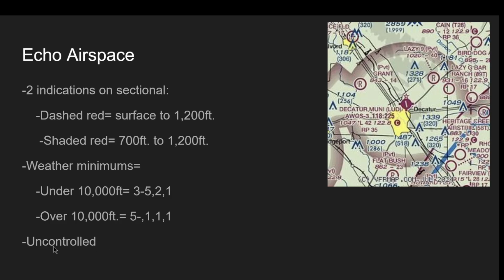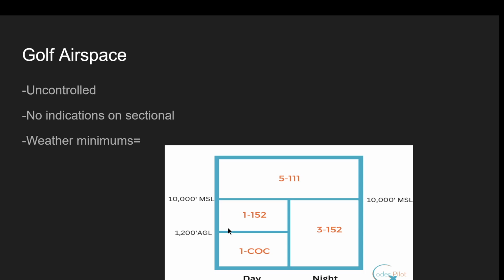That's pretty important. And this is uncontrolled. Decatur, it's on a frequency with about 100 other airports. We need our own. It gets very busy over there. For those that fly all the way from Caddo Mills to Duncan, you're hearing us on that frequency all the time. It is a pain. But anyway, ranting over. Gulf airspace. It is uncontrolled. No indications on the sectionals. And the weather minimums is as shown here.